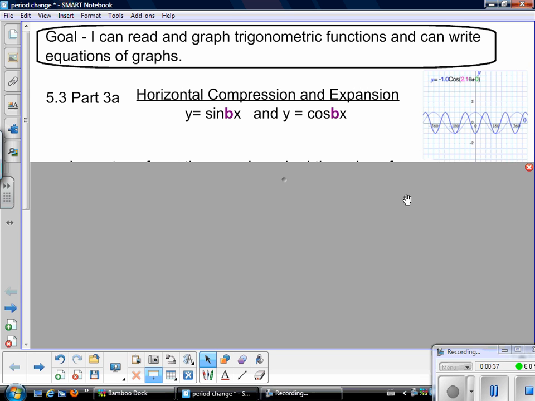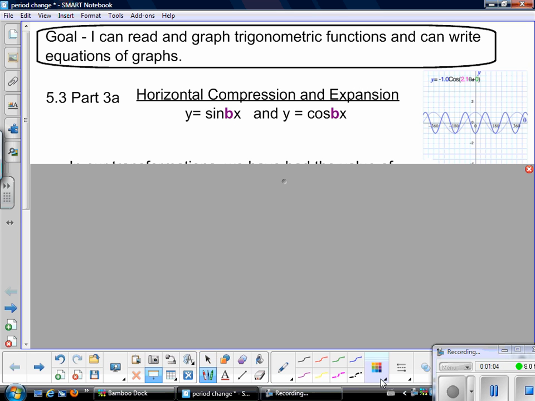Now, if you can just see from this graph here, the lighter blue graph is a normal cos graph. However, the darker blue means that something has happened to the graph by changing it. You can see that it's changed its period. It's happening more often. And where that occurs in the equation is right in front of the x value. That tells us what is happening to the period.